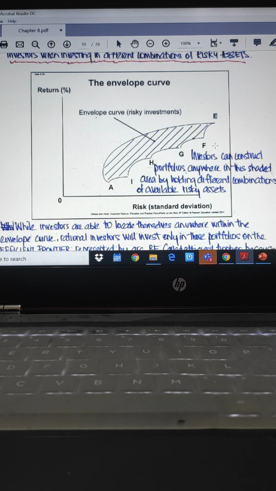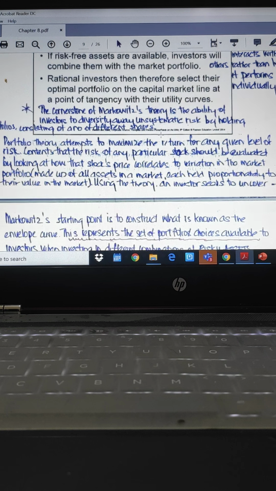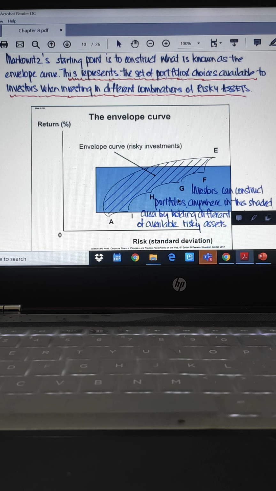Investors can construct portfolios anywhere in this shaded area by holding different combinations of available risky assets. The key term here is risky assets. There are no risk-free assets available. If risk-free assets are available, investors will combine them with the market portfolio. The market portfolio is all of this, the shaded area.